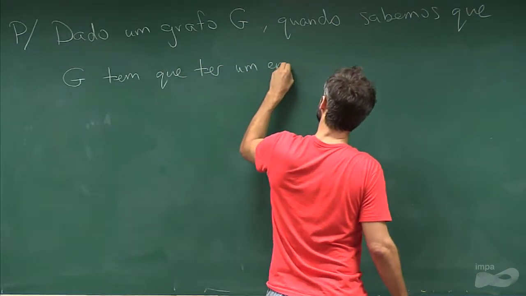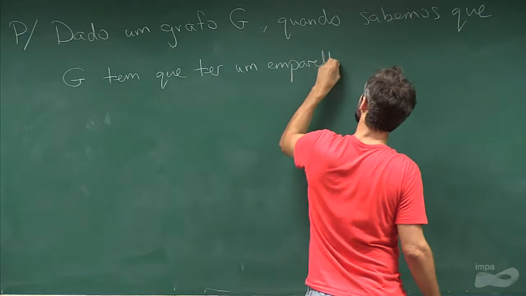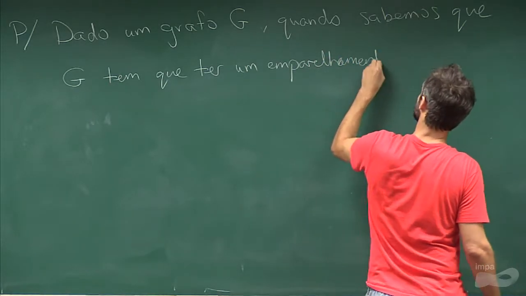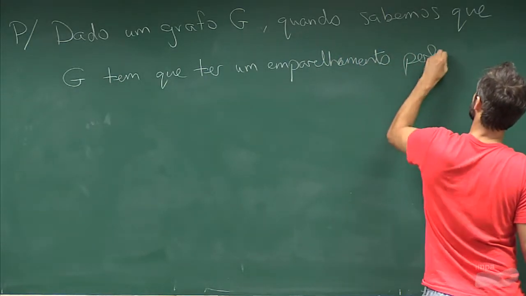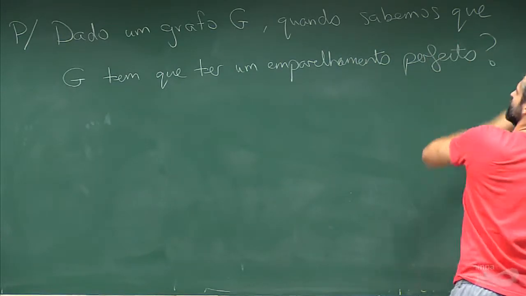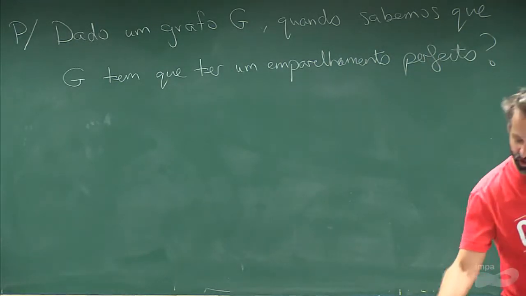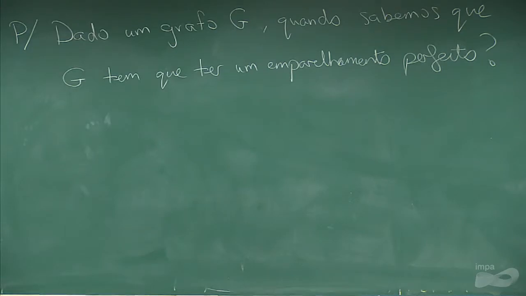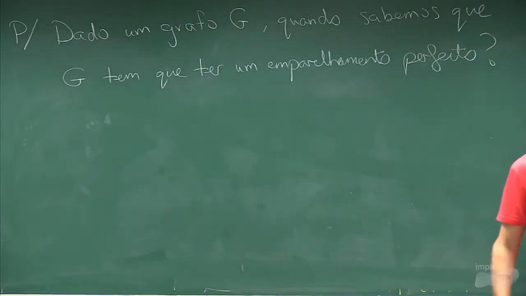So when must G contain a perfect matching? What conditions on G guarantee that it contains a perfect matching? One obvious condition is that n needs to be even. Right? Okay.